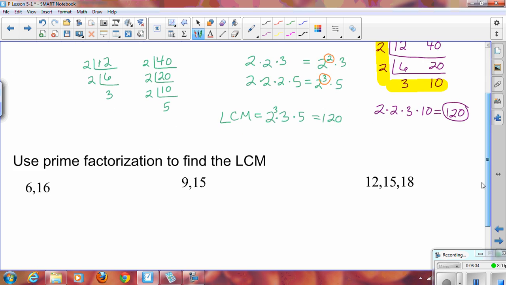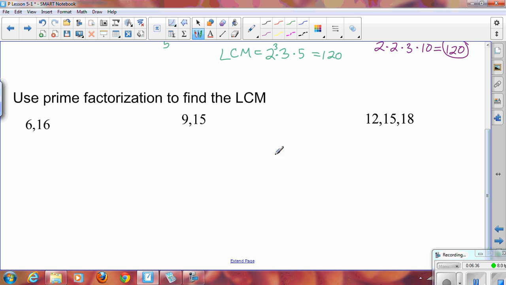Okay, you have two options, but not those two. Okay, so using prime factorization to find the least common multiple, 6 and 16, I'm going to factor them together. Okay, 6 and 16. They're both even. That leaves us 3 and 8. And 3 and 8 don't have any factors in common, so we're already done. 2 times 3 times 8. 2 times 3 is 6. Times 8 is 48.